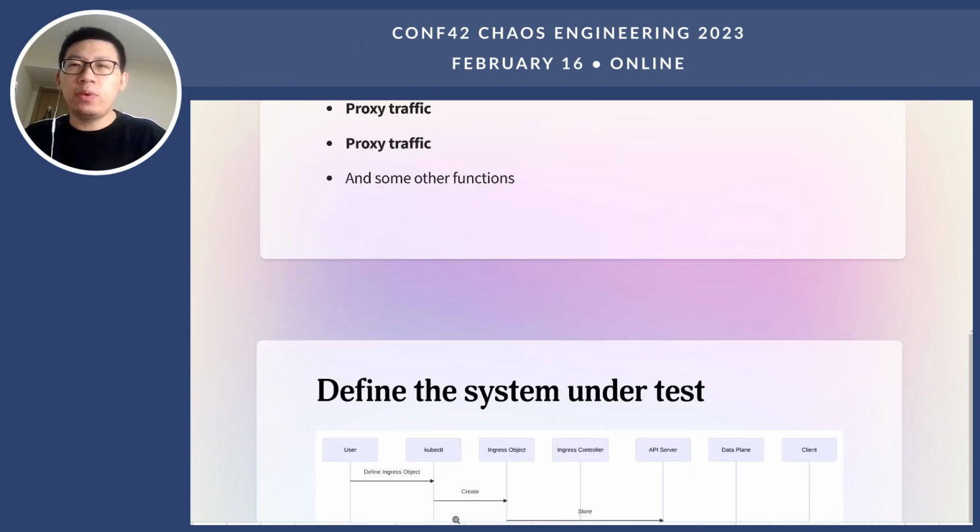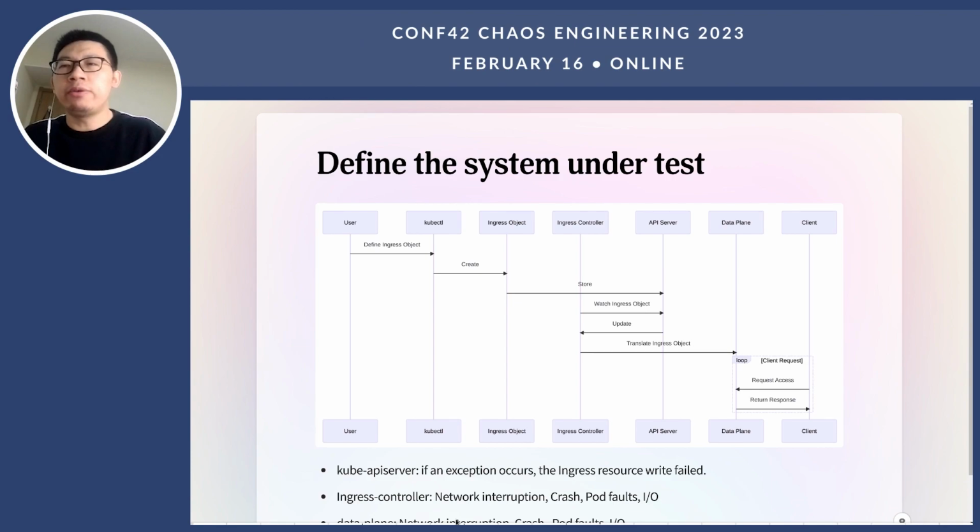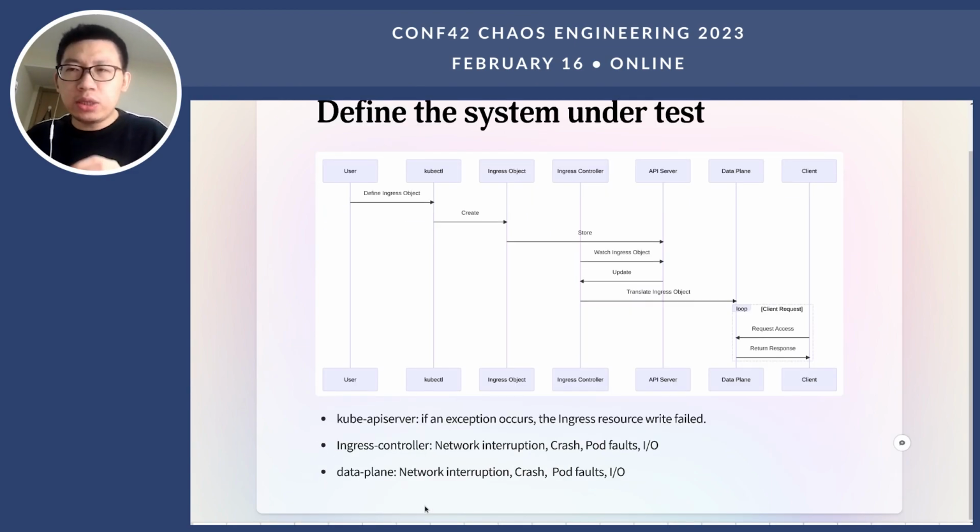Next, we can use the general model above to define the system under test. We can see for APISIX Ingress, users need to create root configurations such as Ingress, Gateway API or CRD, and apply them to the Kubernetes cluster through kubectl. This process goes through the kubeAPI server for authentication, authorization, and then is stored in etcd. Then the APISIX Ingress controller continually watches for changes in the Kubernetes resources. These configurations are then translated to the configuration on the data plane. When a client requests the data plane, it accesses the upstream service according to the routing rules.